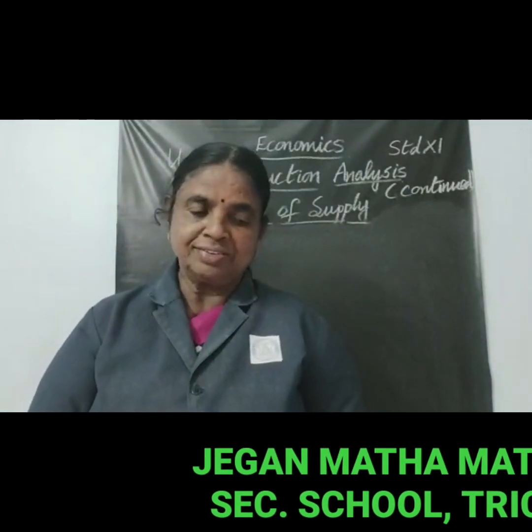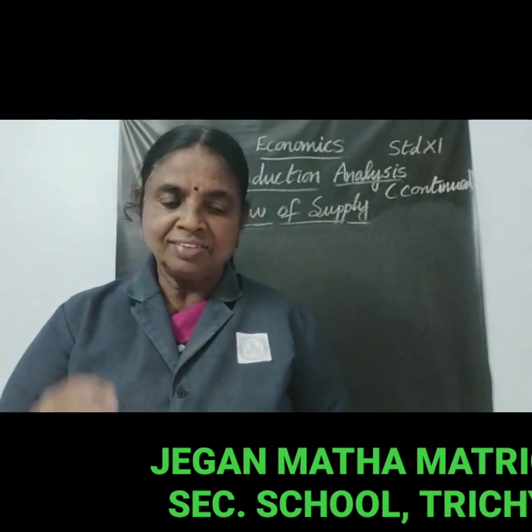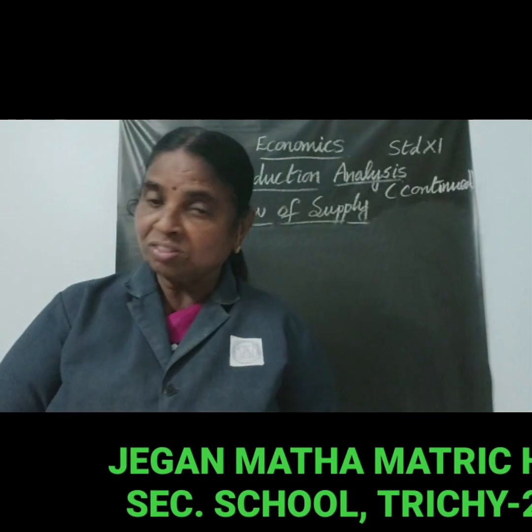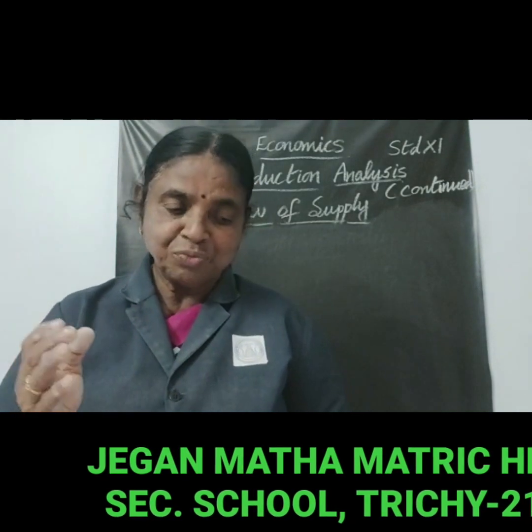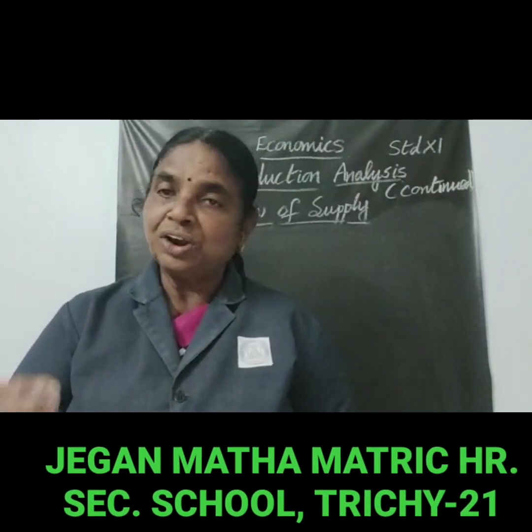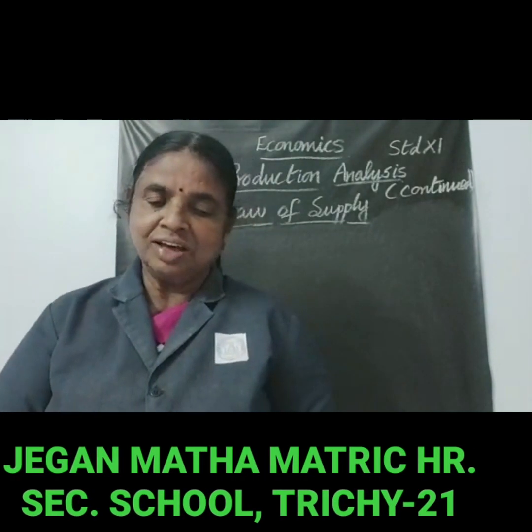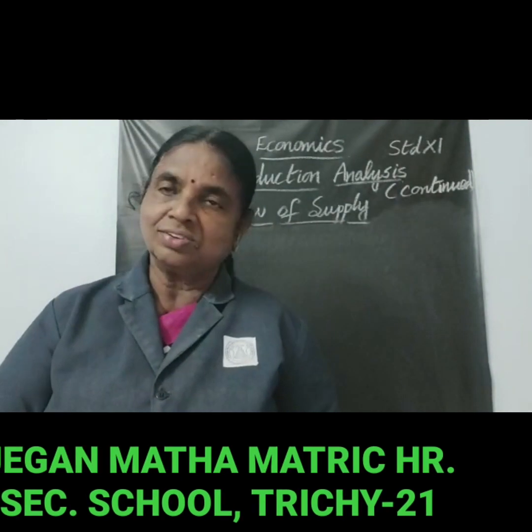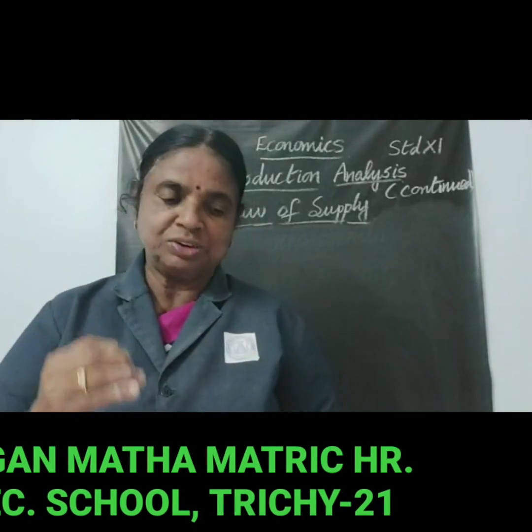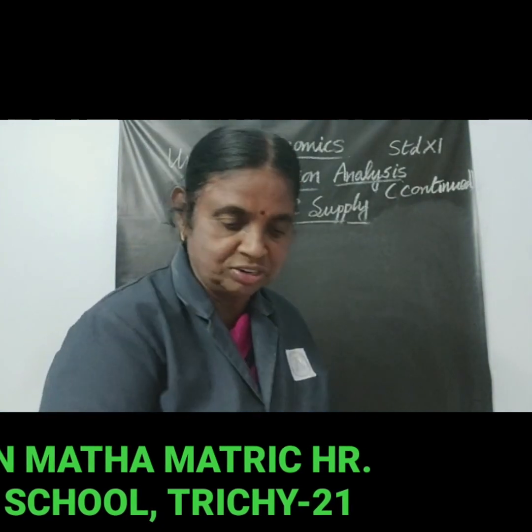Law of supply explains the positive relationship between the price of a commodity and the supply of that commodity. For example, if the price of cloth increases, the supply of cloth also will increase. This is due to the fact that when price rises, it is profitable to increase the production and hence supply increases. So, law of supply describes a direct relationship between price of a commodity and the supply of that commodity.